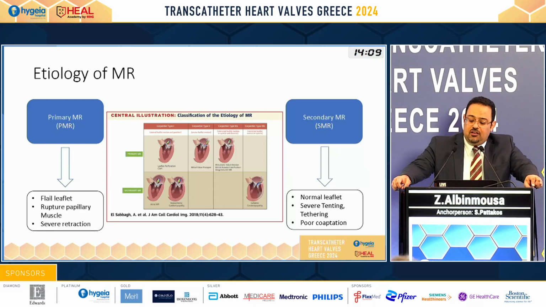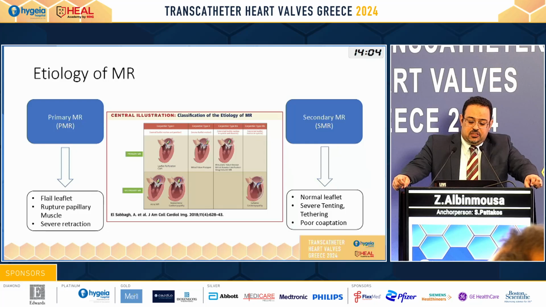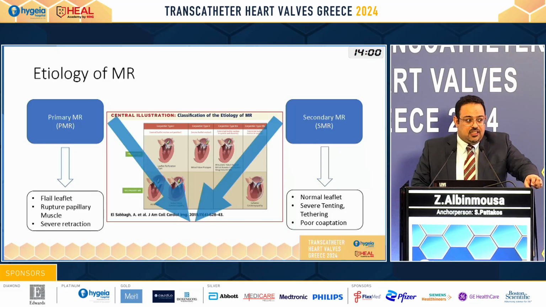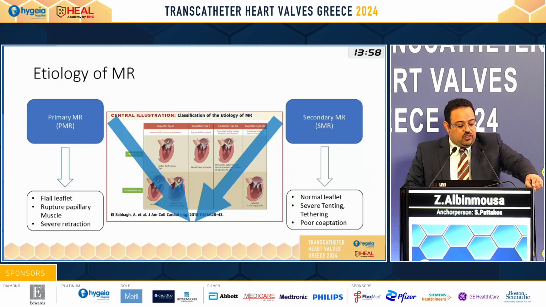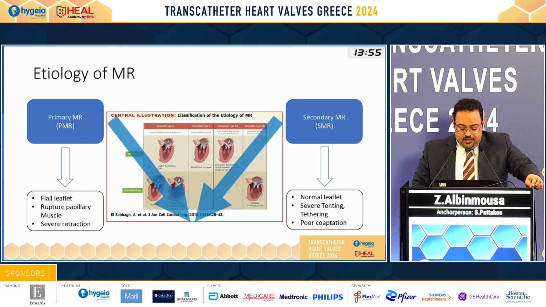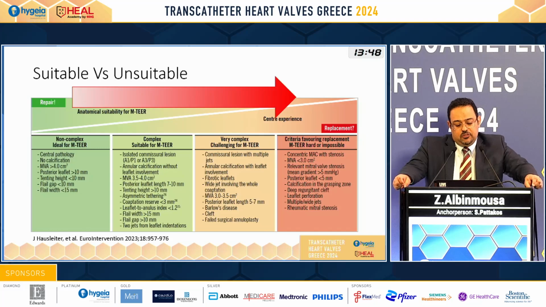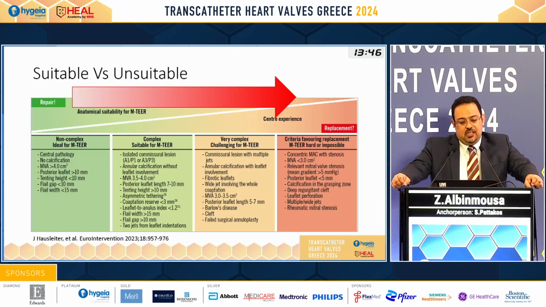we have to understand the etiology of the cause of the MR, whether it's primary or secondary. But commonly, we are seeing a mix of both etiologies in the same patient. Now, from an imaging point of view, we have to look carefully at the anatomy of the mitral valve and try to decide whether it is suitable or not suitable.